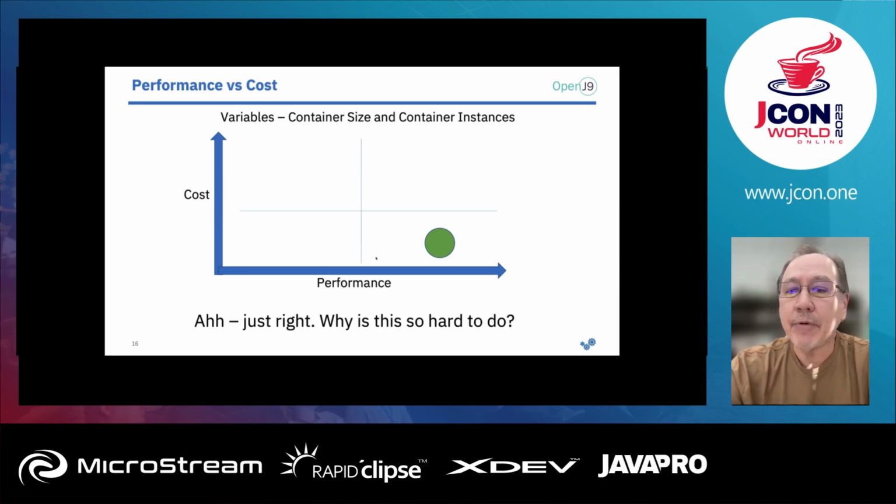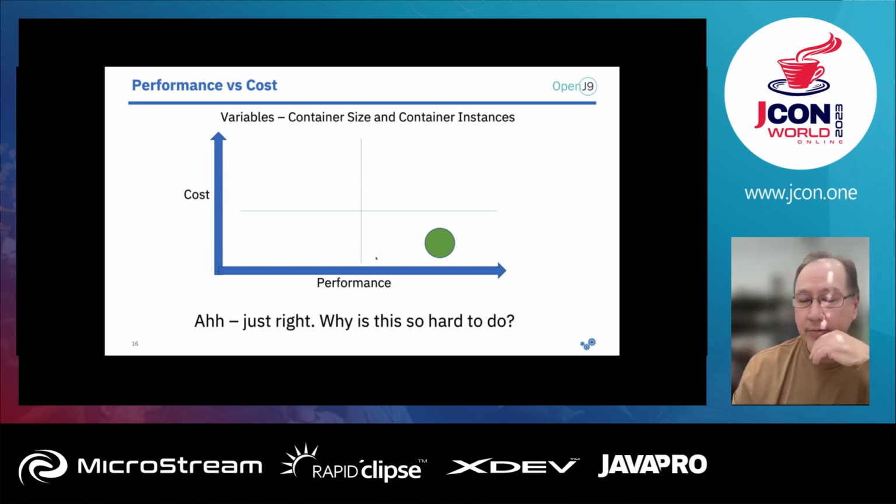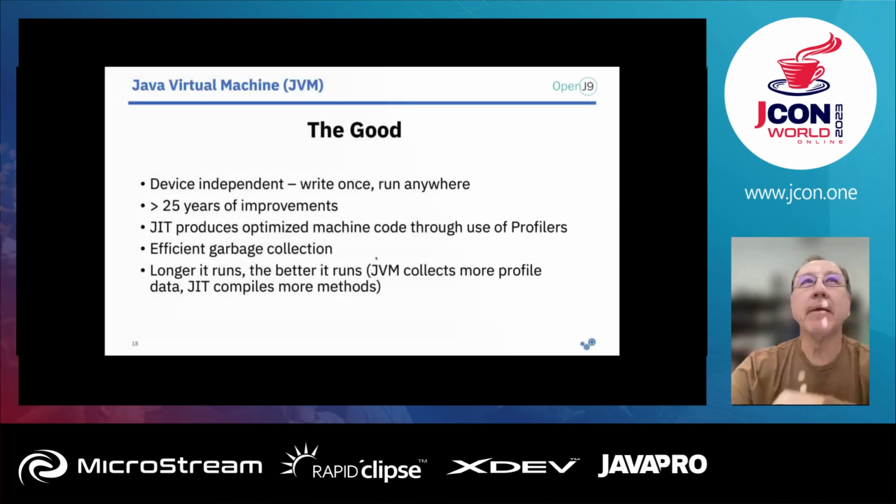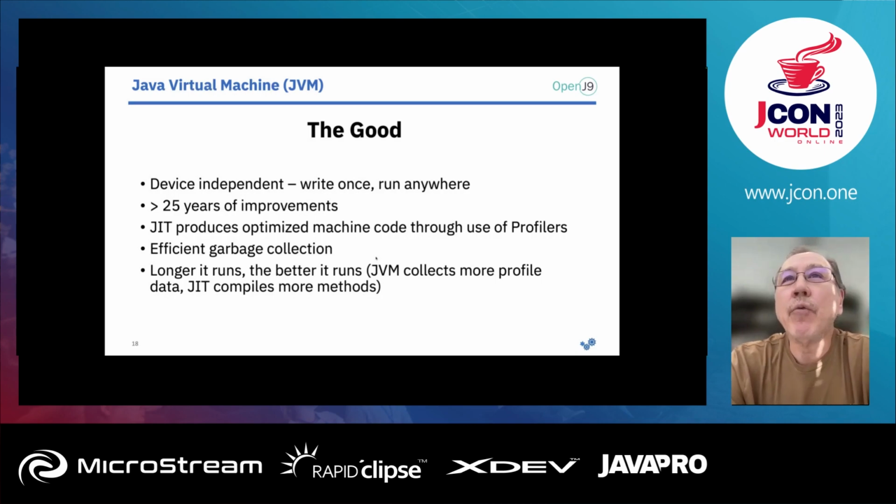To better understand, we need to go over some background on how Java applications execute. We're specifically going to talk about the JVM and the JIT, the good and the bad. So the good: the JVM makes your code device independent, meaning you can write once, run anywhere. It's got over 25 years of constant improvement. The JIT produces very optimized machine code.